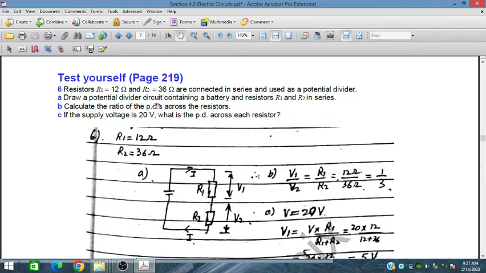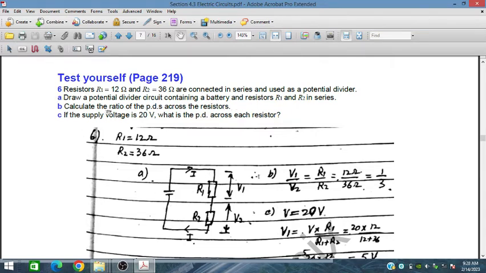Draw a potential divider circuit containing a battery. So this is a battery here, and resistors R1 and R2 in series. So we have drawn this circuit. This was the simple requirement. This is part A.